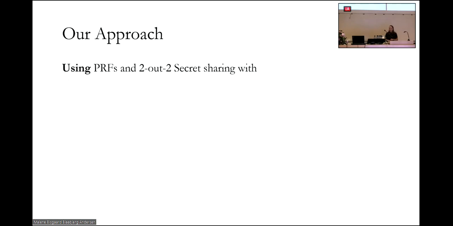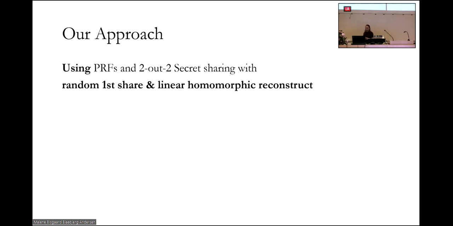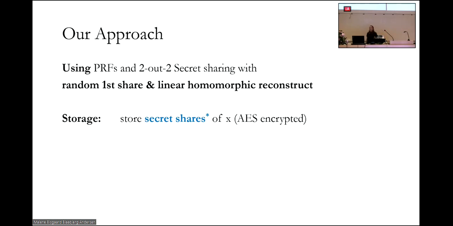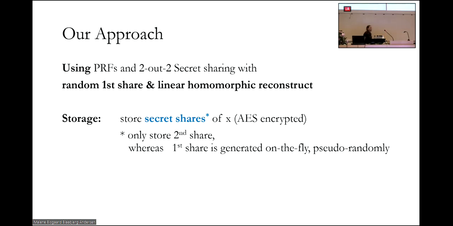Good. So the approach is to use PRFs and 2-out-of-2 secret sharing. The protocol is generic, but we instantiate it later with our secret sharing. So I'm using 2-out-of-2 secret sharing with random first share and linear homomorphic reconstruction. The linear homomorphic reconstruction is just for efficiency. The theorem does not require it to be linear homomorphic reconstruction. So the idea is to store the second share, and the first share is going to be pseudo-randomly generated on the fly.